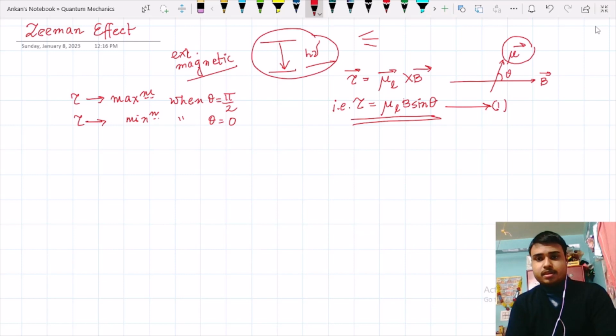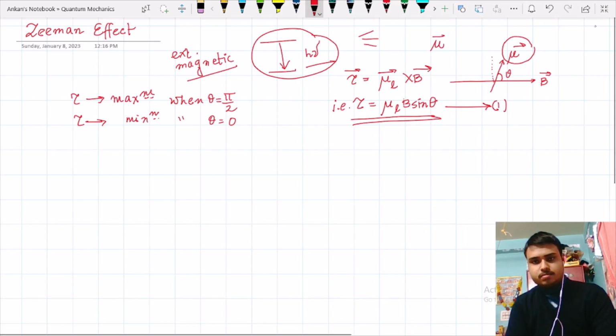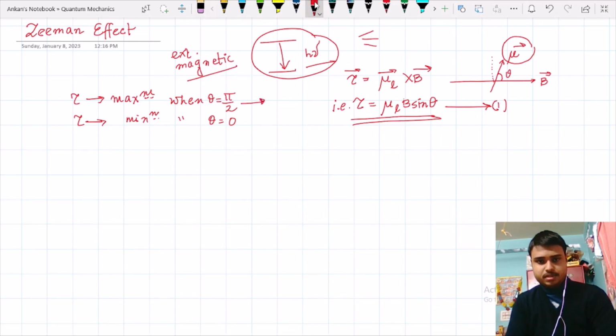So the torque will be maximum in this position when mu is perpendicular to B, and minimum when mu is either parallel or antiparallel with respect to B.